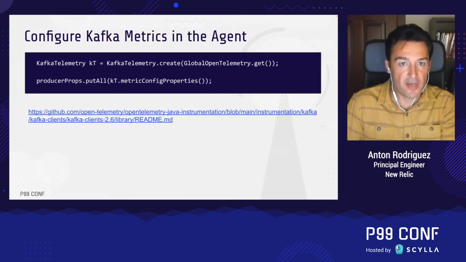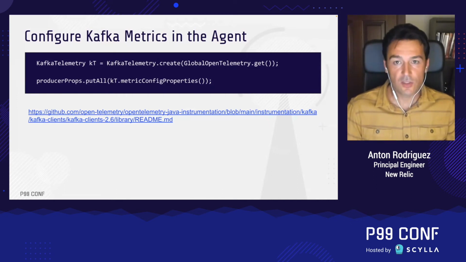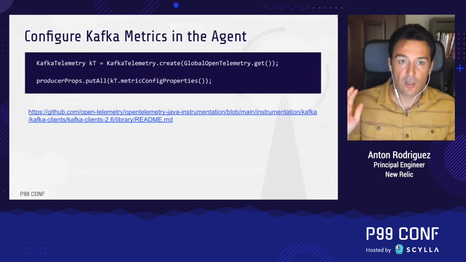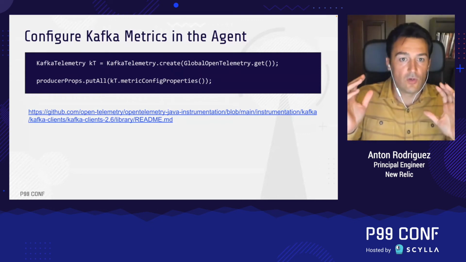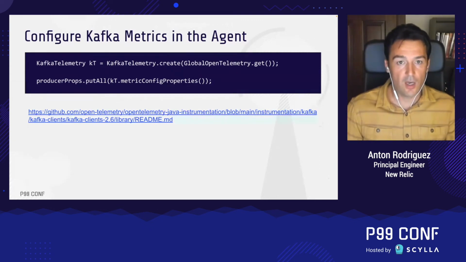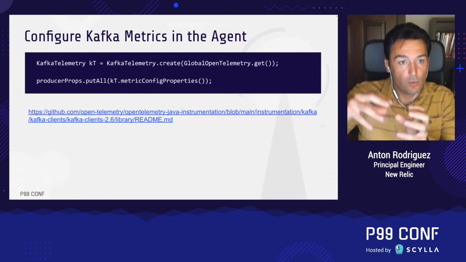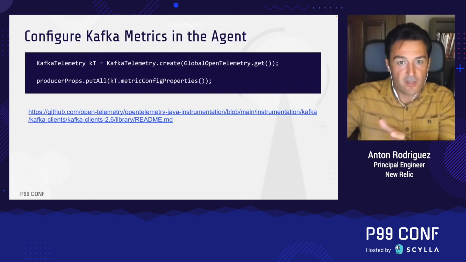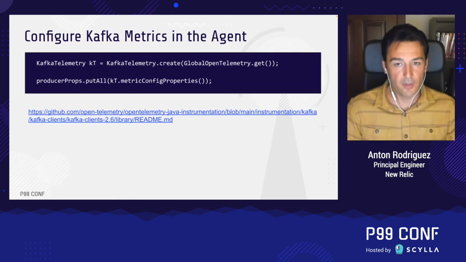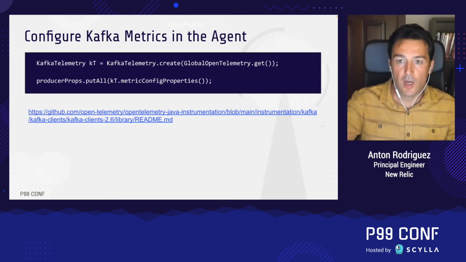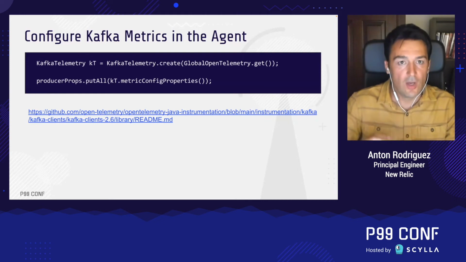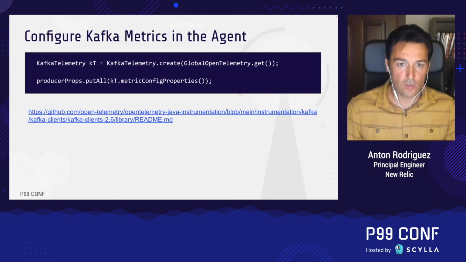Specifically, we want the Kafka metrics. So in the agent, it's really easy now to have Kafka metrics. It's just these 2 lines of code. So you add the library, you create the Kafka telemetry object, and then you put in the producer properties the specific properties for OpenTelemetry and the metrics. So there is nothing more you have to do. Recompile the application, redeploy it, and now you have Kafka metrics in your monitoring tool.